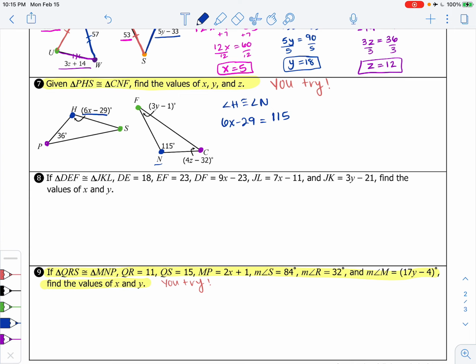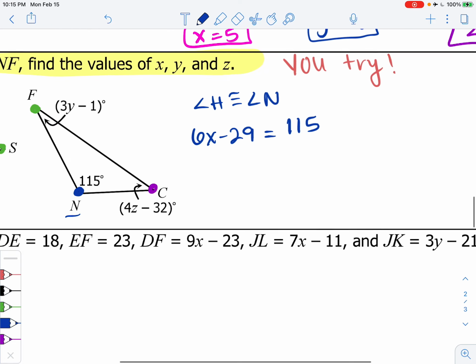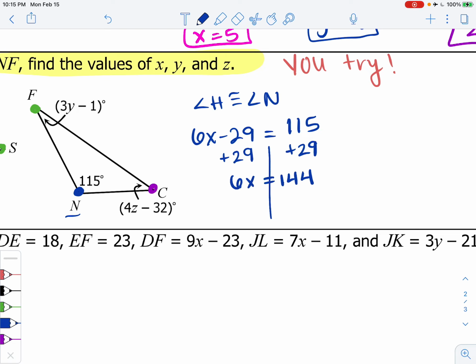And now I'm just solving this. So remember with solving, if it does help you, you can still be drawing the line down the middle. And remember, when we solve, we have to do the opposite in order to move things across that equal sign. So 115 plus 29 is 144. Negative 29 plus 29 is 0. So I get 6x equals 144. The next thing I need to do is divide away that 6, and I get x equals 24.